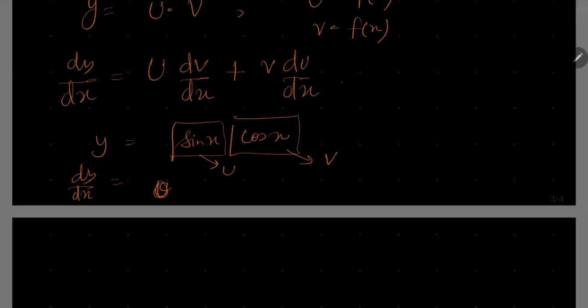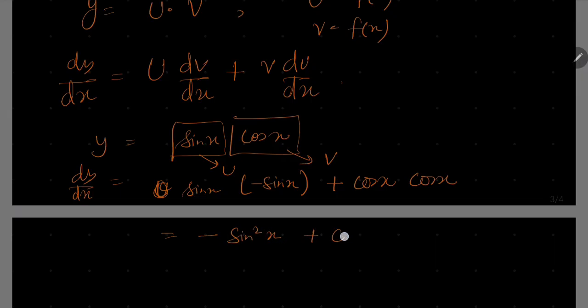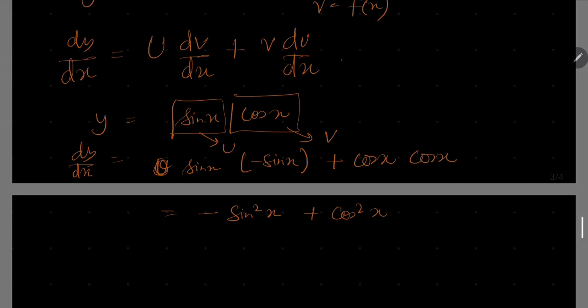So consider sin x as u and cos x as v. Consider u as constant, so sin x will be constant, and the differentiation of cos x will be minus sin x. Consider cos x as constant, differentiate sin x, it will be cos x. So this will come to be minus sin square x plus cos square x. Cool. And if you see here, cos square x minus sin square x is basically cos 2x.